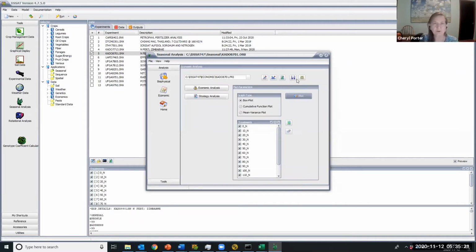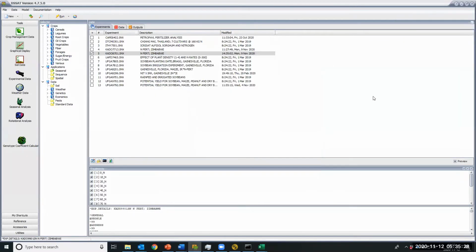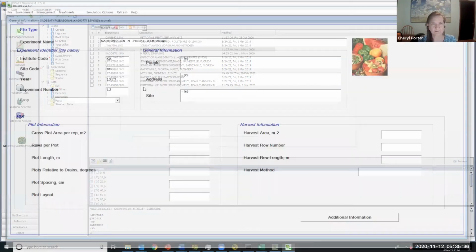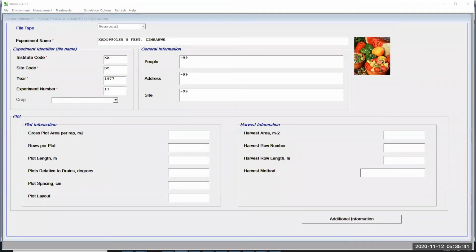Okay, let's go back and look at the same analysis if we put 13 years on it. So I've already created the file X. We'll very quickly take a look at that file X with all 13 years.